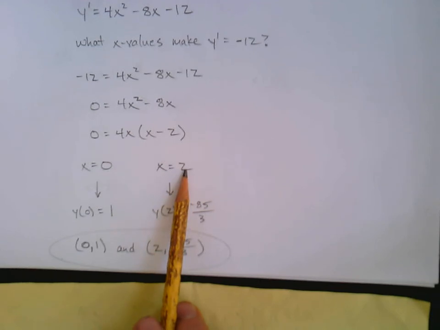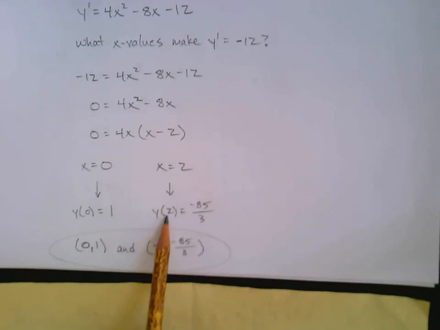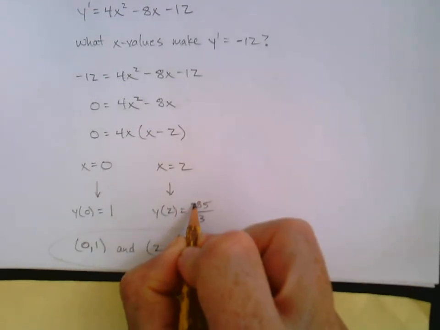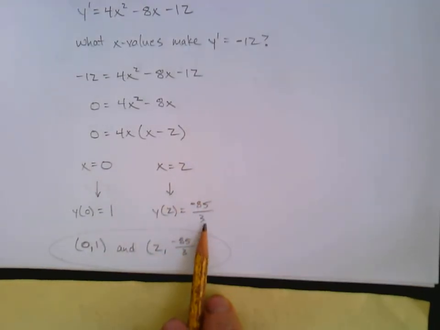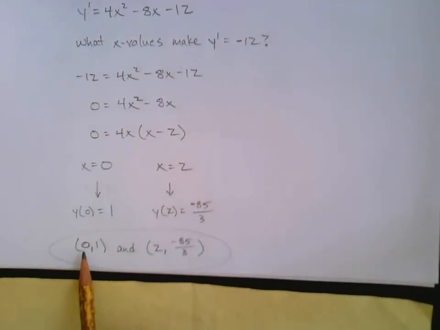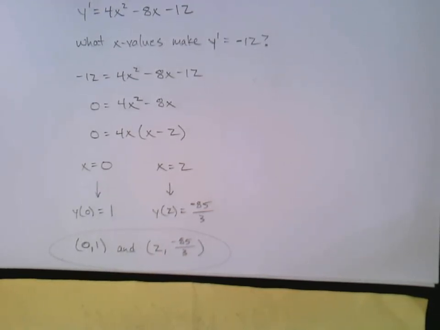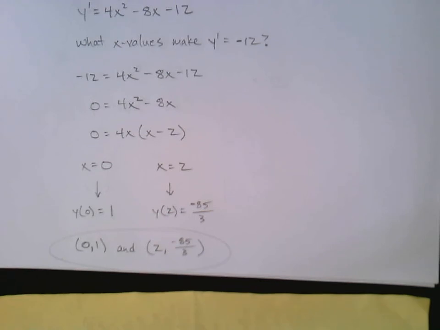We'll do the same thing with 2. y of 2 equals negative 85 over 3, turns out. Keep the exact value there. Don't round that. So the points are (0, 1) and (2, negative 85 over 3). Okay, after we finish, we've got one more part, but I'll also make a Desmos video on this, and we'll take a look at this problem for sure.